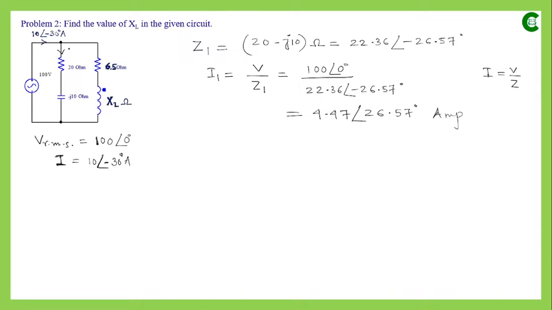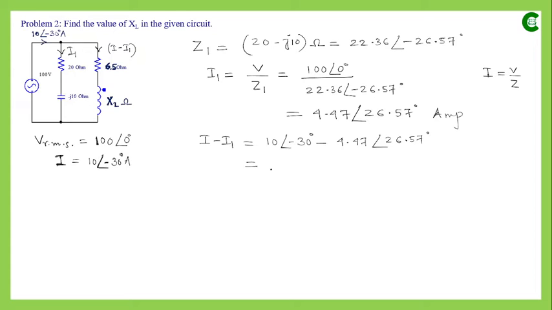So if we mark this current as I1, then definitely the current in the second branch of that parallel circuit will be I minus I1. Now the current value in that second branch we can find this way, that it will be I minus I1. So the I value is given as 10 ∠ -30 degree, and the I1 value we have obtained as 4.47 ∠ 26.57 degree, and that much ampere.